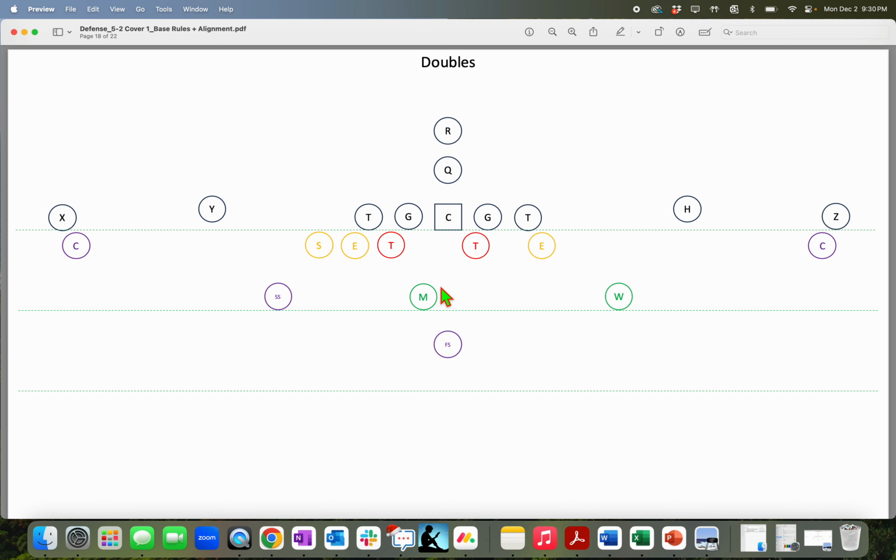Just to let you know what your coverage is in front of you. These corners are man to man. This safety is going to drop into this hook curl zone. The Mike is going to drop into this hole, and the Will is going to drop into this hook to curl zone. So you're going to have one layer at about 5 to 6 yards. That's going to be your first layer of linebackers, and then you are the free safety behind them. No one gets behind you.